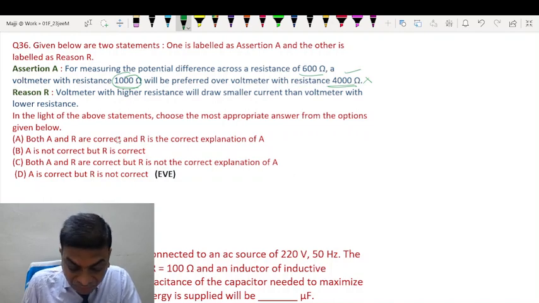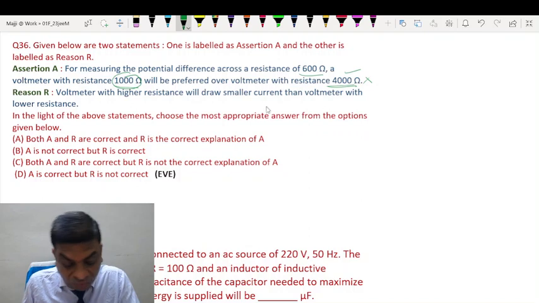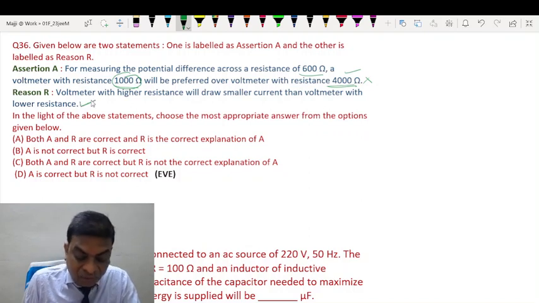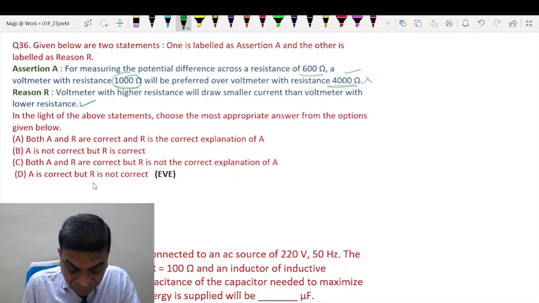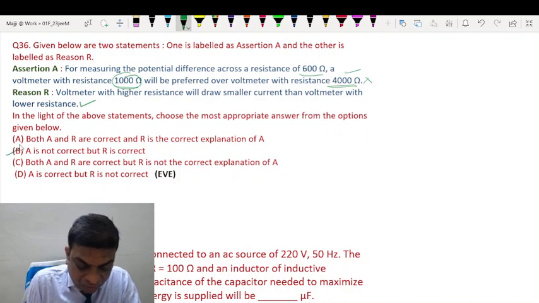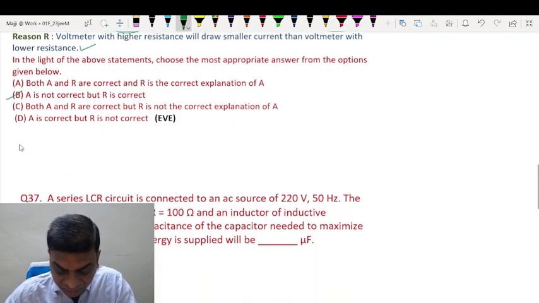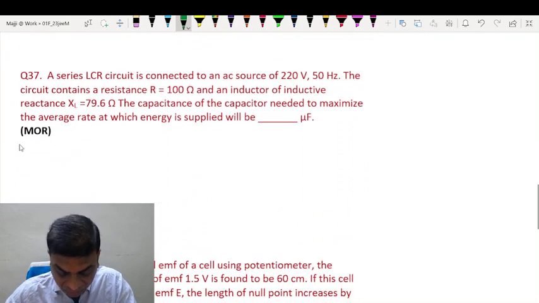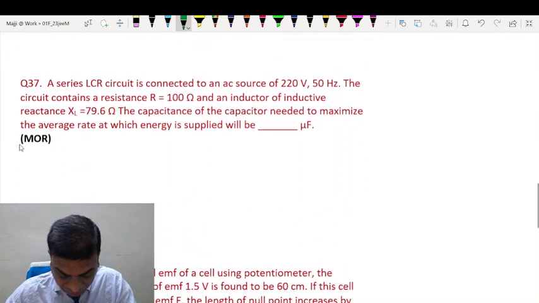Coming to reason: voltmeter with higher resistance will draw smaller current than voltmeter with lower resistance. This is absolutely correct, and this is what is preferable. So A is incorrect, but R is correct. So we have B option. A is not correct, B is correct. Moving on to the next question, question number 37.